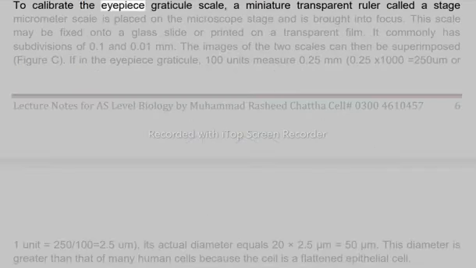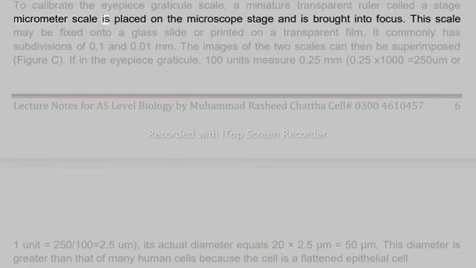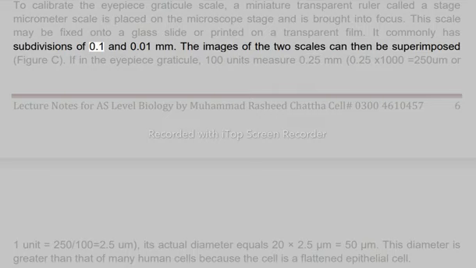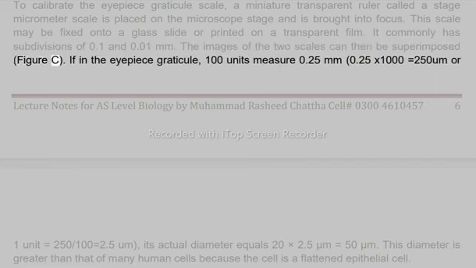To calibrate the eyepiece graticule scale, a miniature transparent ruler called a stage micrometer scale is placed on the microscope stage and is brought into focus. This scale may be fixed onto a glass slide or printed on a transparent film. It commonly has subdivisions of 0.1 and 0.01 millimeters. The images of the 2 scales can then be superimposed, figure C. If in the eyepiece graticule, 100 units measure 0.25 millimeters, 0.25 x 1000 equals 250 μm.